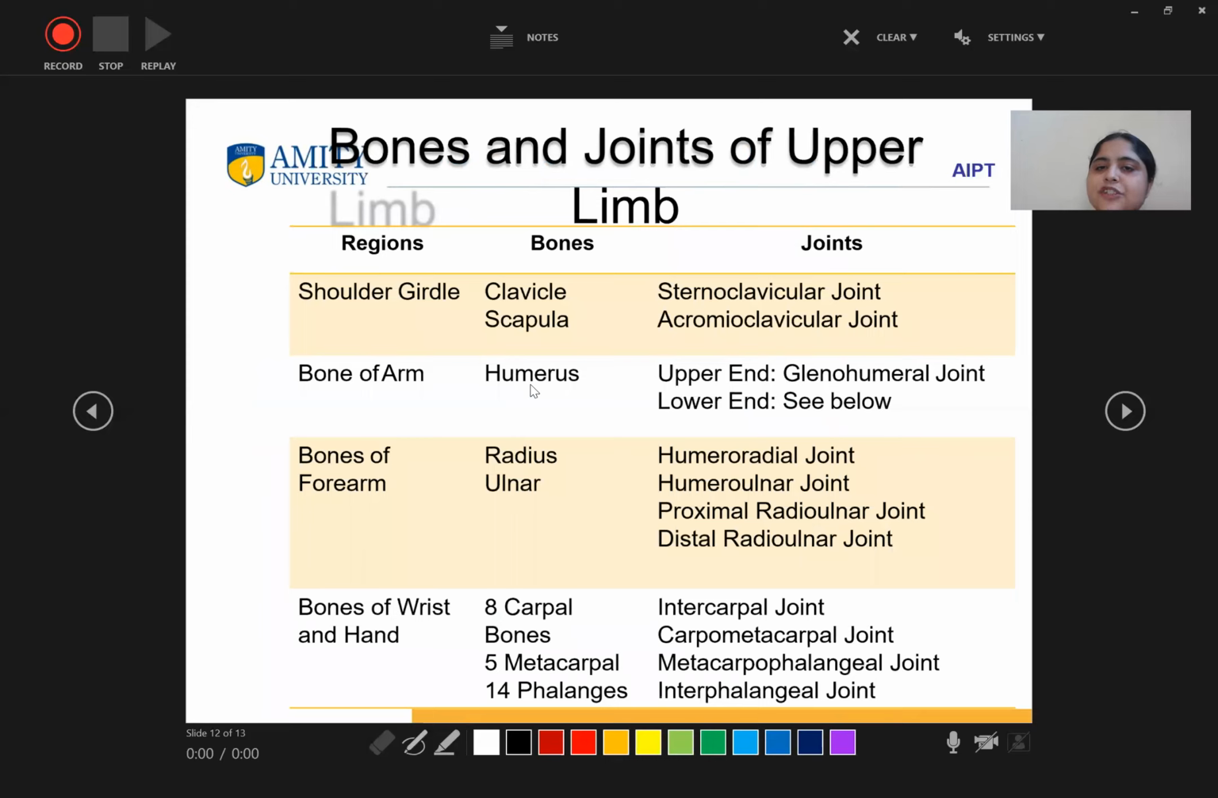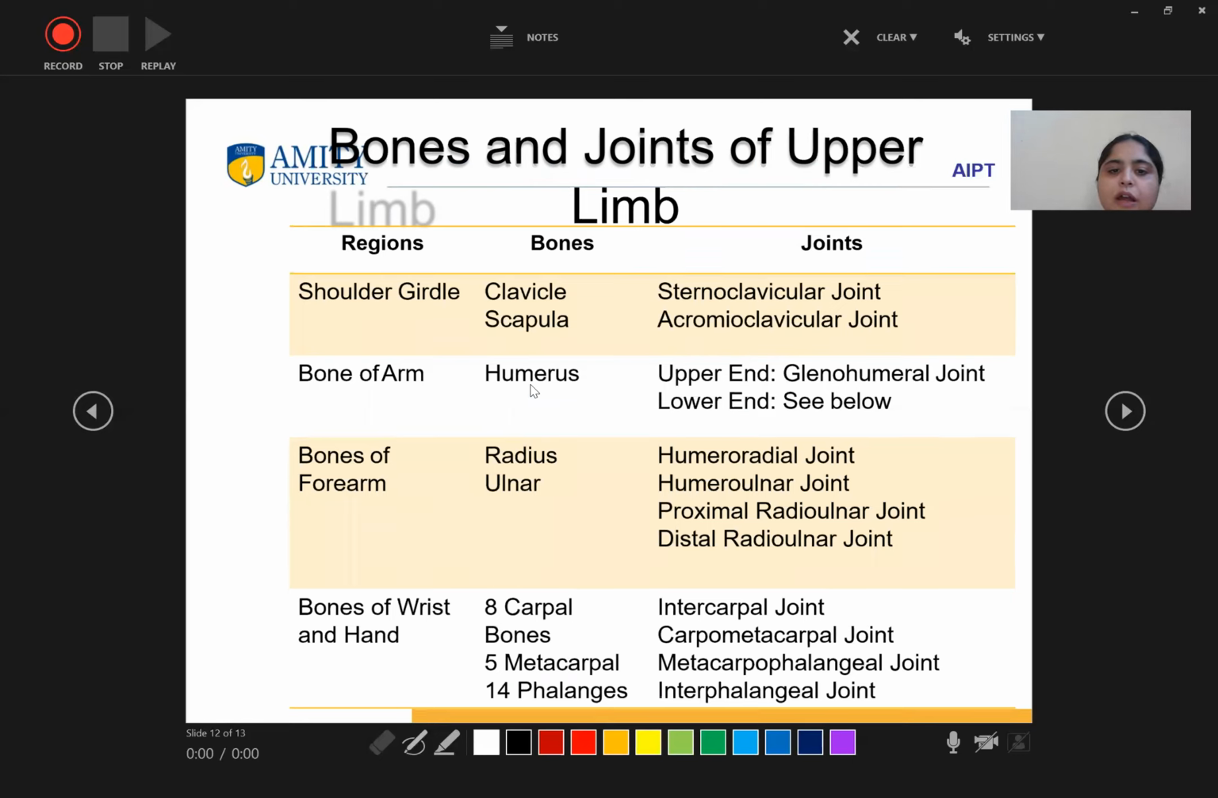Now, the bones and joints of the upper limb. In the shoulder girdle, the bones are clavicle and scapula. The joints are sternoclavicular and acromioclavicular. In the arm, the bone is known as the humerus. The upper end is the glenohumeral joint. The lower end we will discuss in the bones of the forearm.